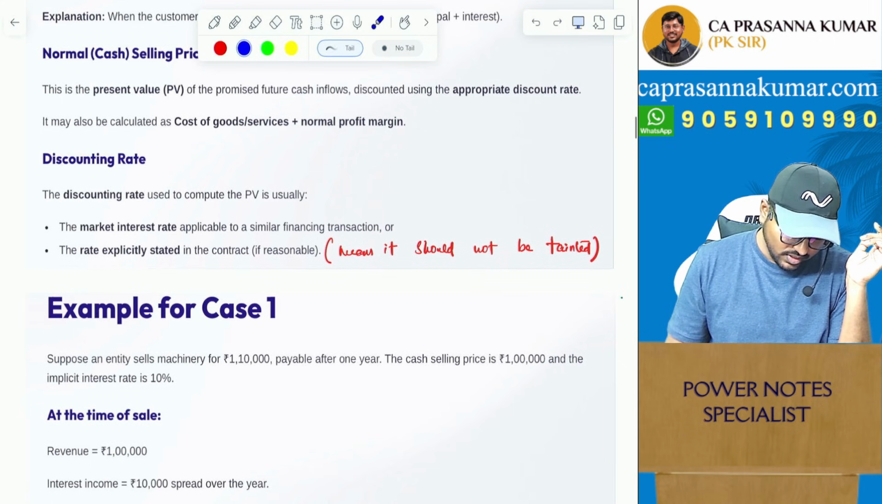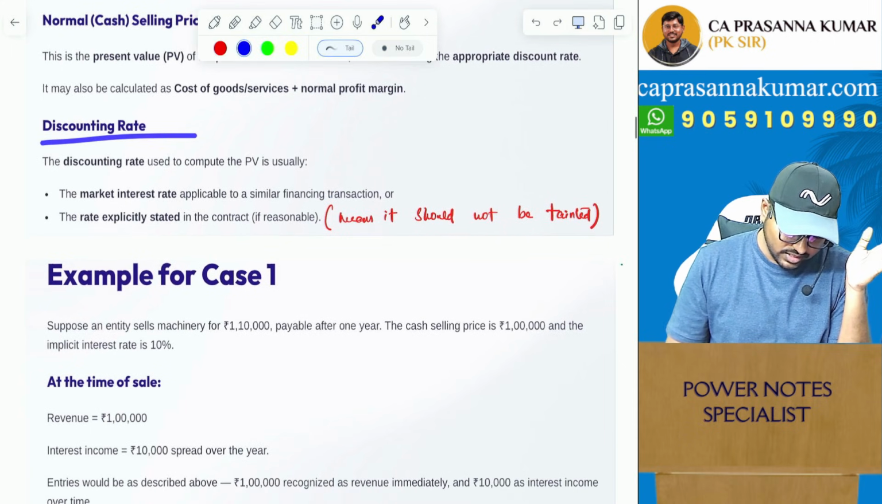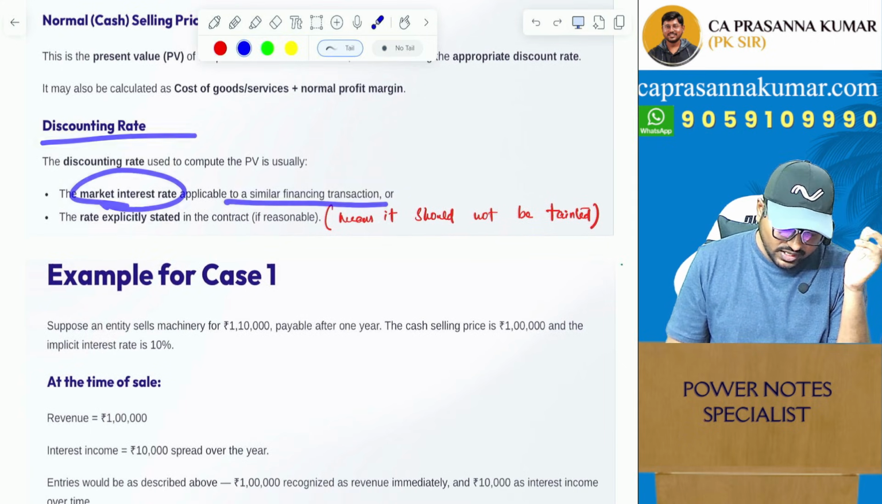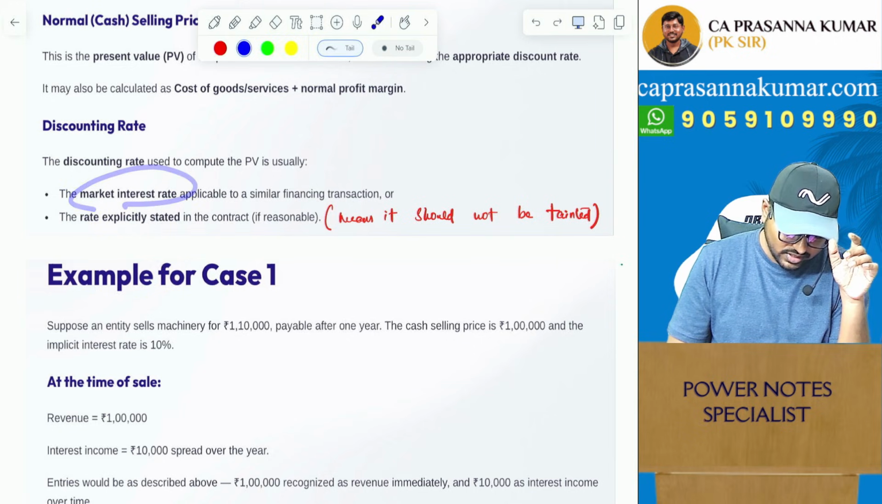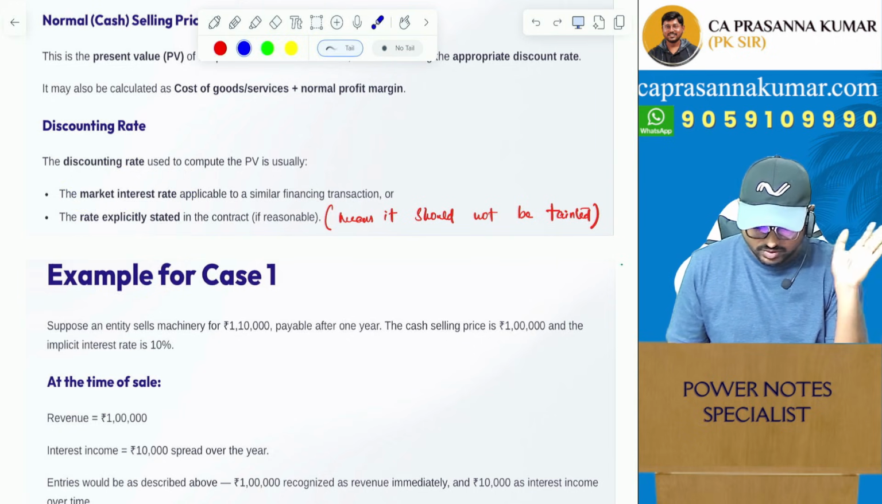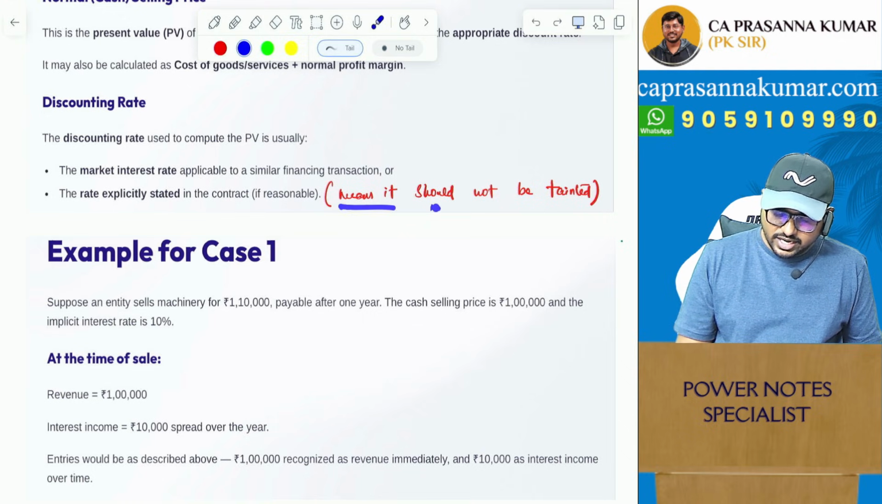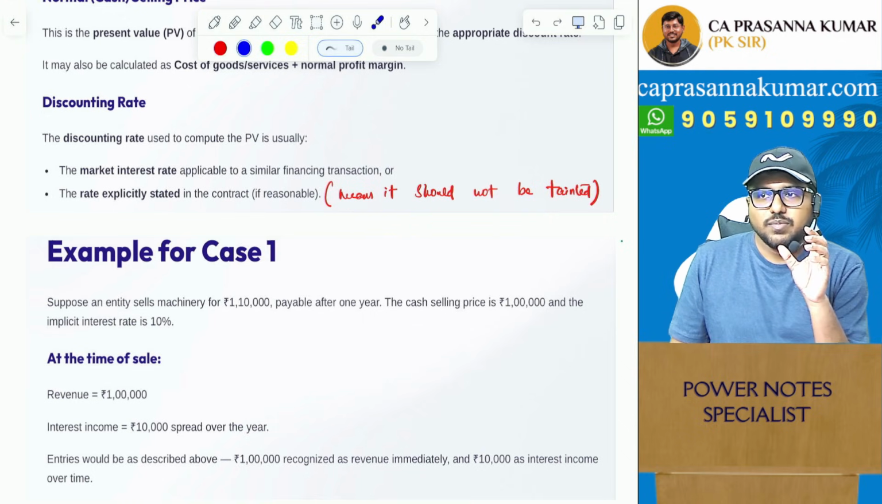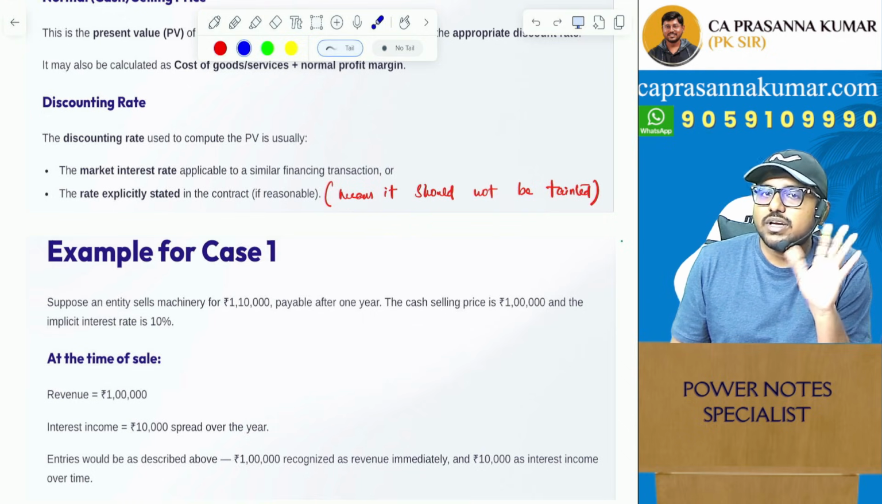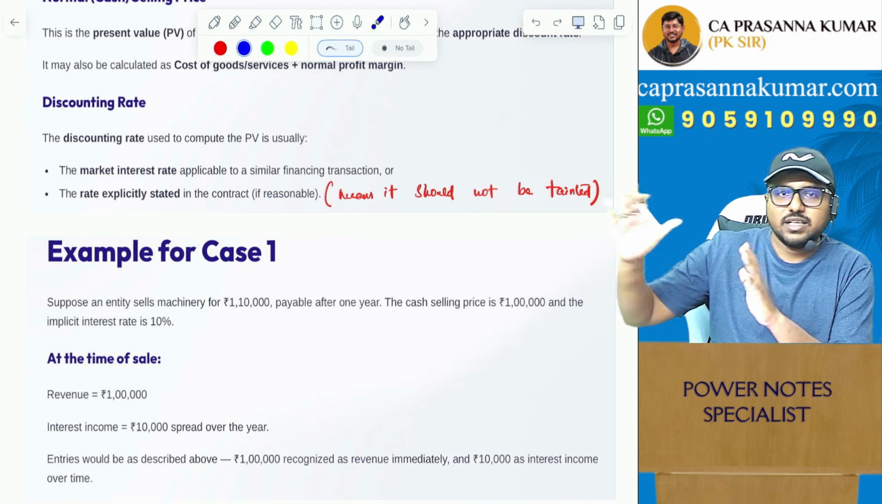Clear? Discounting rate, what will you use? Very simple. Market interest rate will be used. In case market interest rate is not given, then any rate that is given in the question will be used. Simple. Which means, I've written here in brackets, the rate should not be tainted. It should not be an artificially inflated or deflated rate. It should be reflecting the market rate.